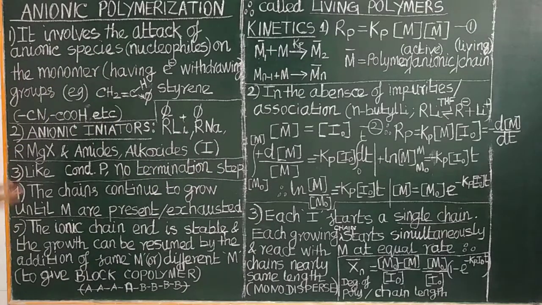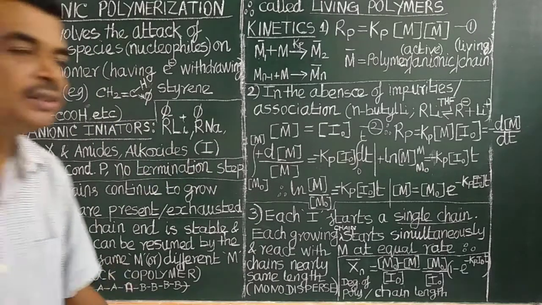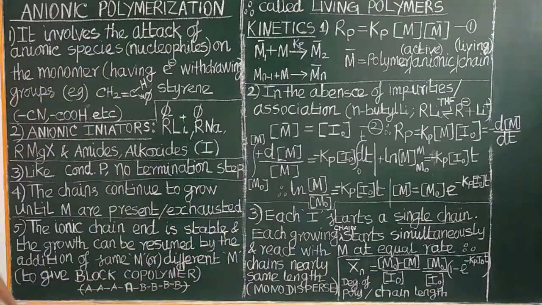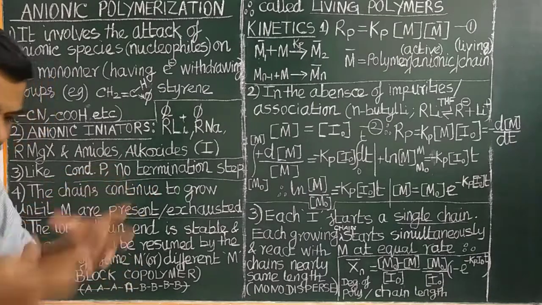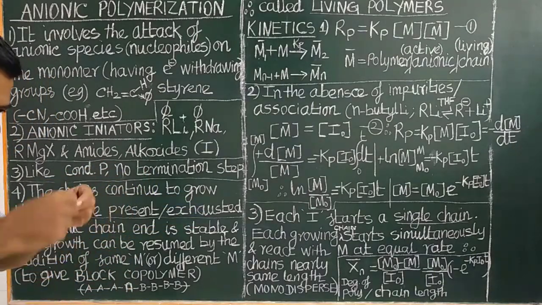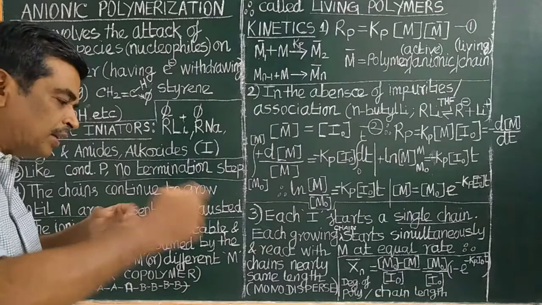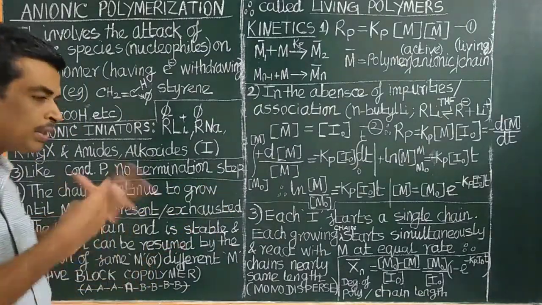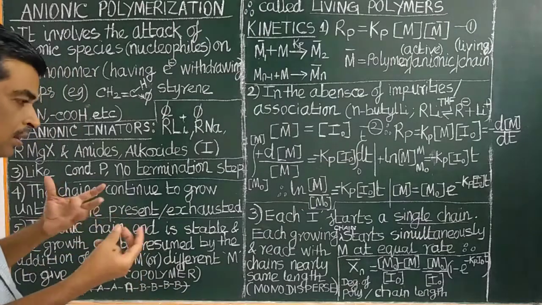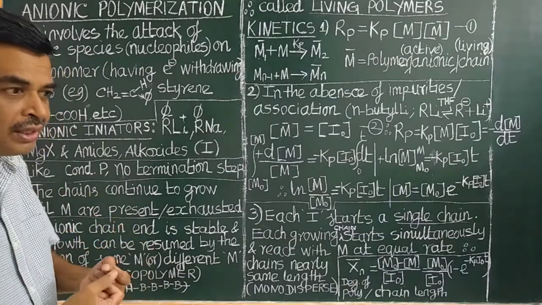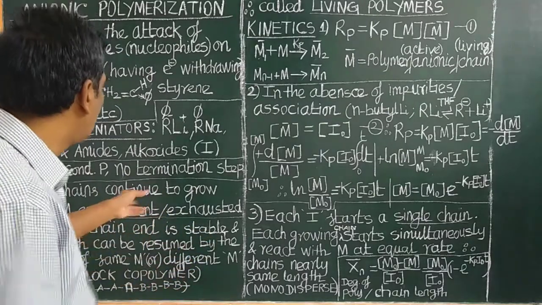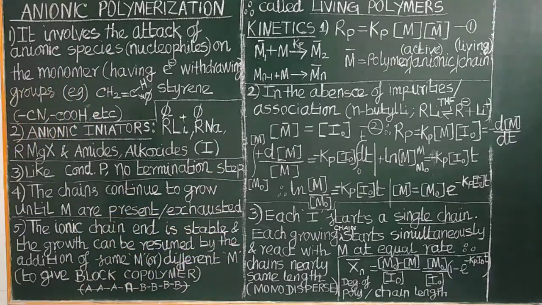Similar to condensation polymerization reaction, there is no termination step here. Since there is no termination step, the chains continue to grow until all the monomers are exhausted. If there is no monomer, the chain will not grow because there is no termination step involved.